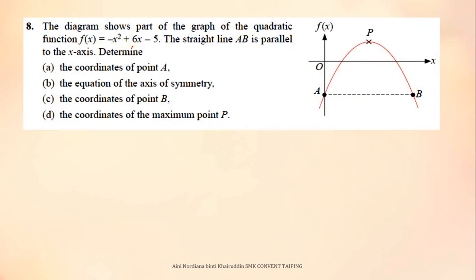Question number 8. The diagram shows part of the graph of the quadratic function f(x) equals to negative x squared plus 6x minus 5. The straight line AB is parallel to the x-axis. So this is the line of AB. So determine the coordinate of A.